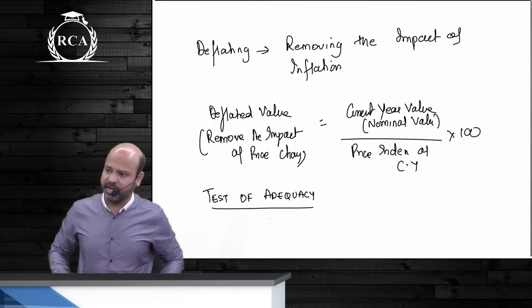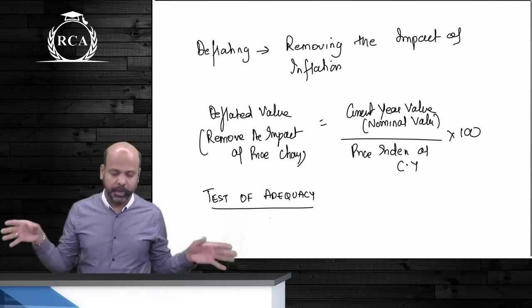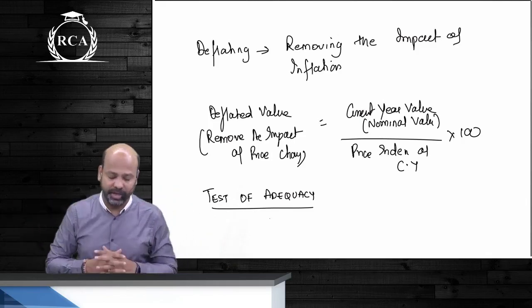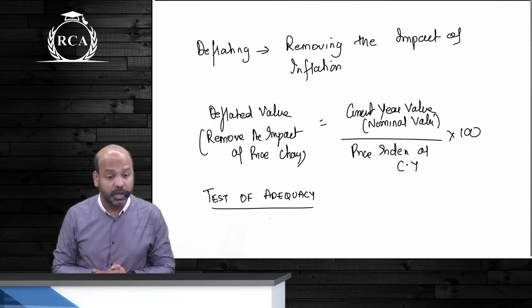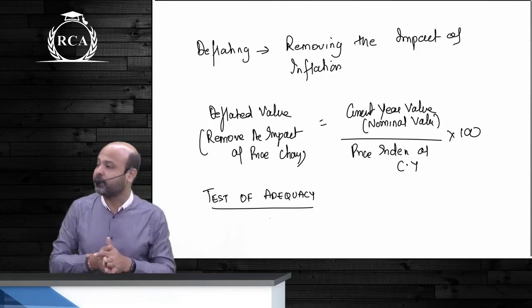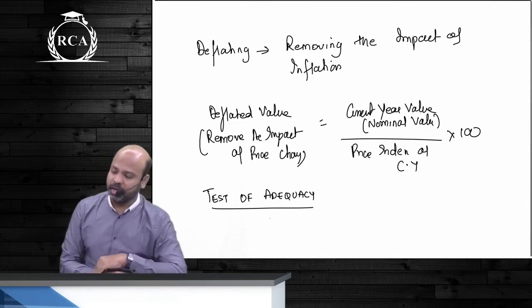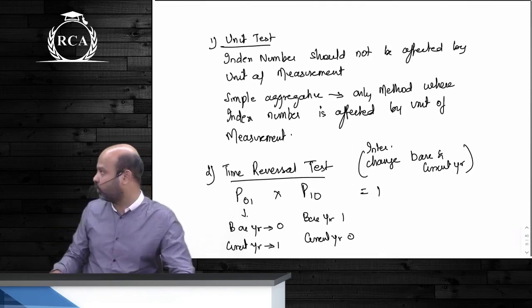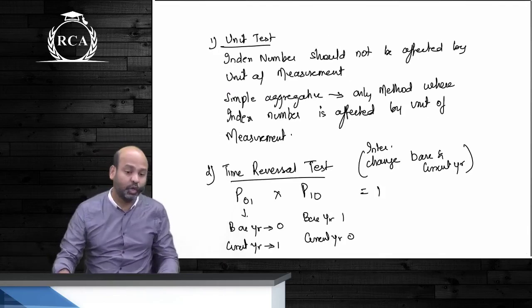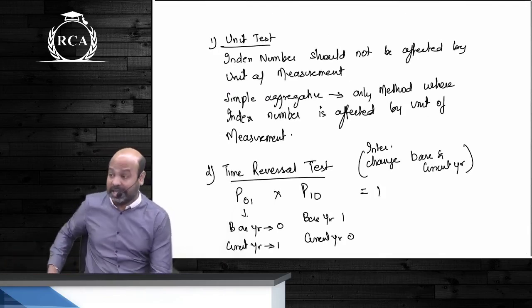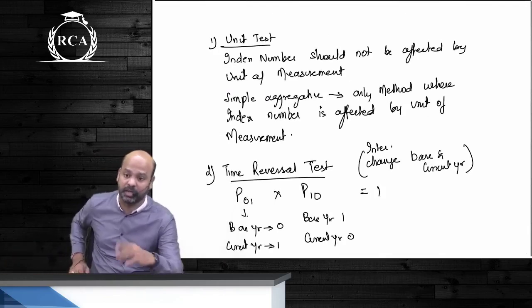Splicing of index series means combining. You have two different time series, index series data, beta, with two different base years. You will have to combine them into a common base. Are we clear, guys? Finally, beta, we moved on to test of adequacy. There are four tests, beta: unit test, factor reversal test, time reversal test and circular test.